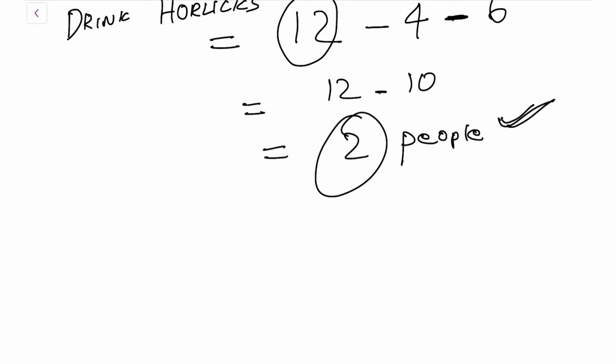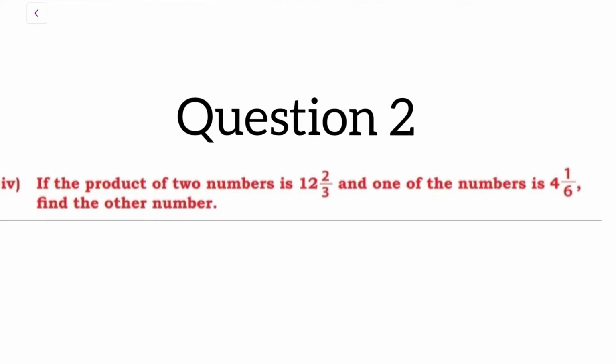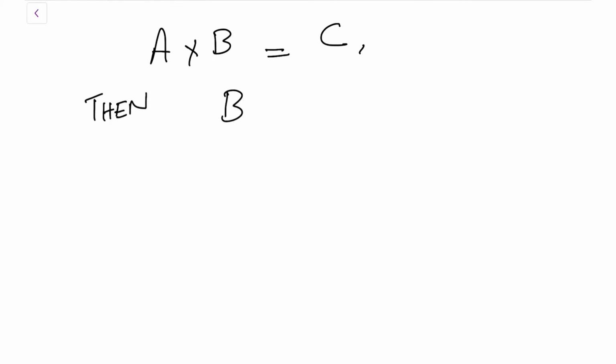Let's take another word problem. If the product of two numbers is 12 2/3 and one of the numbers is 4 1/6, find the other number. To solve this, let's look at this formula. A into B. If A into B is equal to C, then what is B? B is equal to C divided by A. This is the formula that we are going to use to solve this.